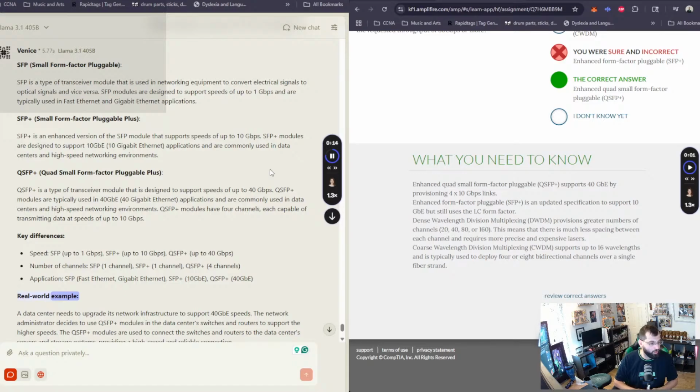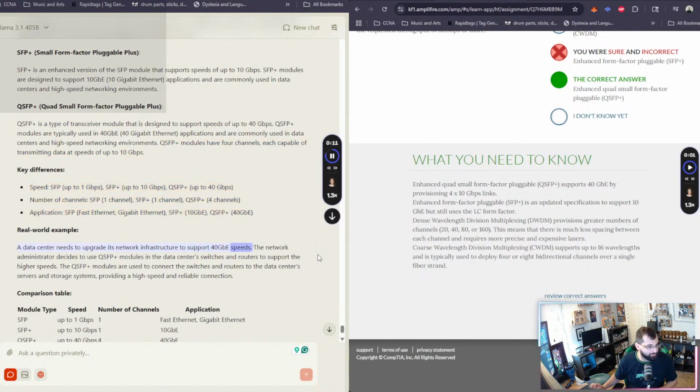Real-world example. A data center needs to upgrade its network infrastructure to support 40 GBE speeds. The network administrator decides to use QSFP Plus modules in the data center's switches and routers to support the higher speeds. The QSFP Plus modules are used to connect the switches and routers to the data center's servers and storage systems, providing a high-speed and reliable connection.